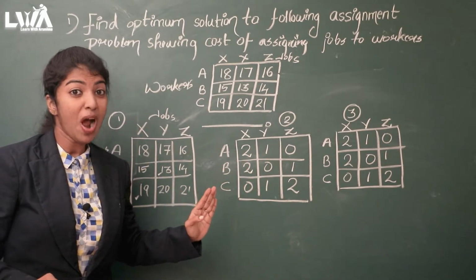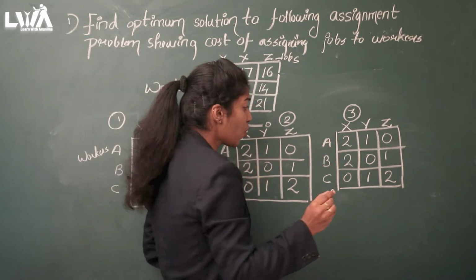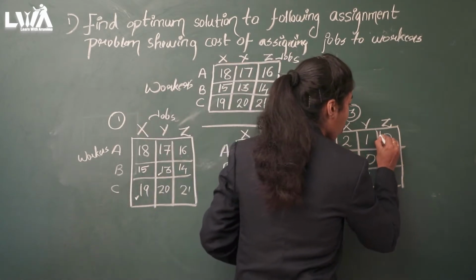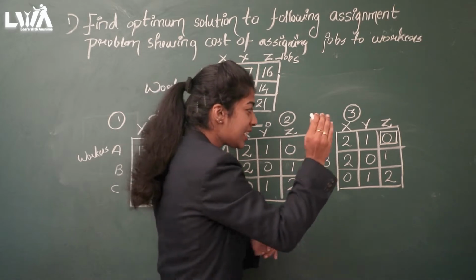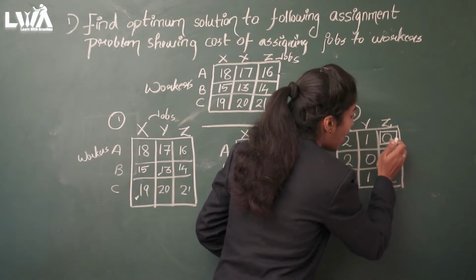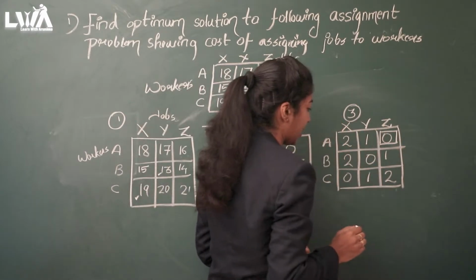Now we have to identify. The thing is, just look at the first row. We got a 0 here. Just put a rectangle mark there. Just analyze this row and the concerned column where we got 0. Only one 0, right? So just mark that.